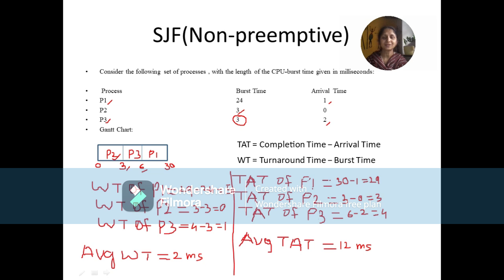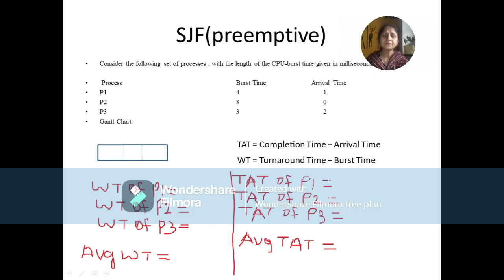CPU scheduling algorithm. Whenever the arrival time is given, even though it is SJF, the process which arrives first will get a chance to get inside the CPU, and since this is non-preemptive, once the process is inside the CPU, until and unless it's fully executed, it cannot be forcefully put out of the CPU. The next algorithm that we are going to see is SJF preemptive. So let's see SJF preemptive CPU scheduling algorithm.